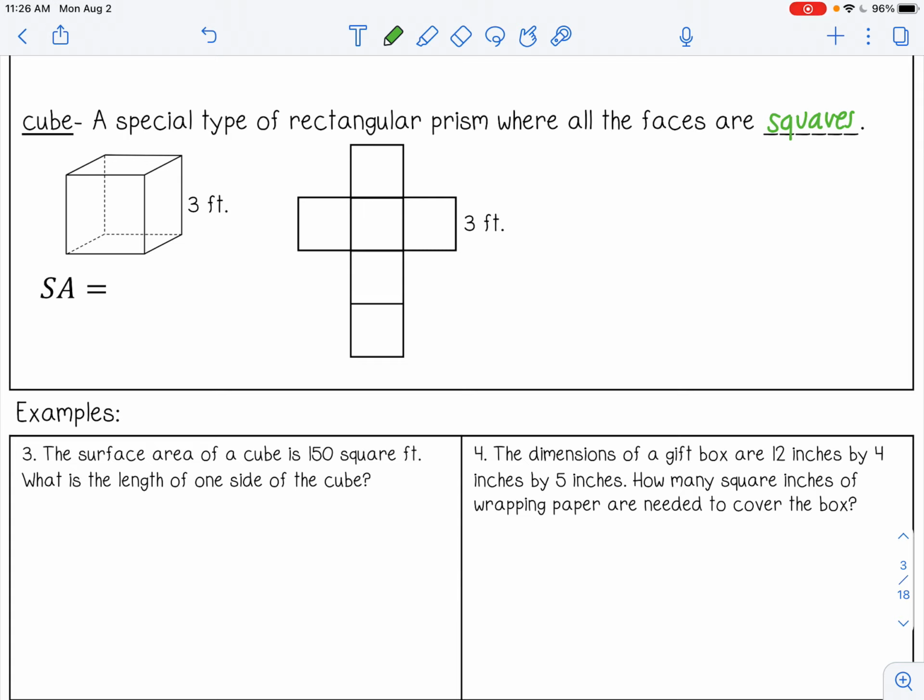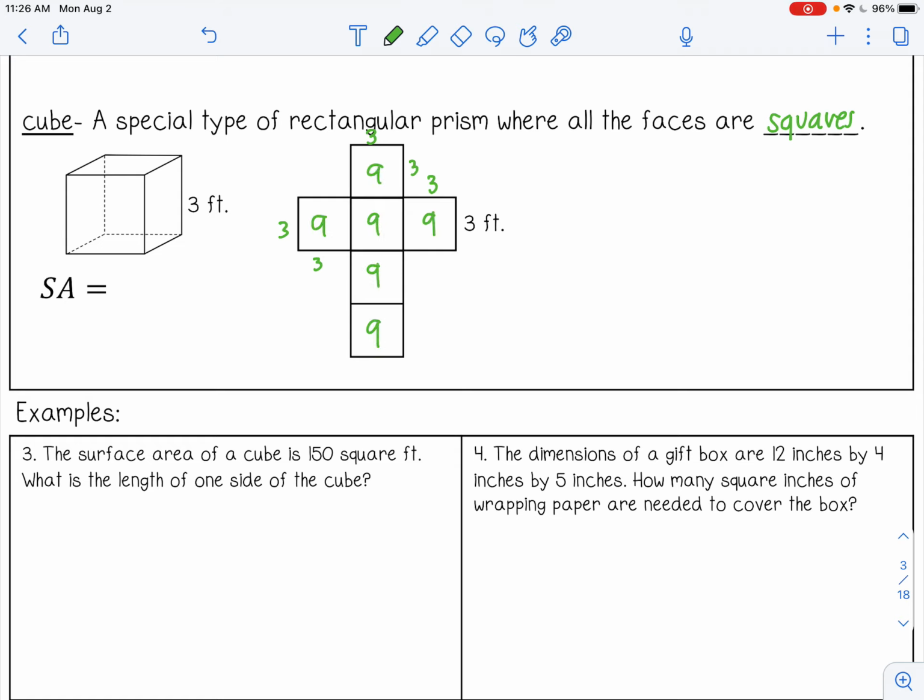All right, so we have the net here. So all of these are going to be 3, because it is a cube, they're all squares. So 3 times 3 is 9. And they should all be the same for a cube. So they're all going to be 9.